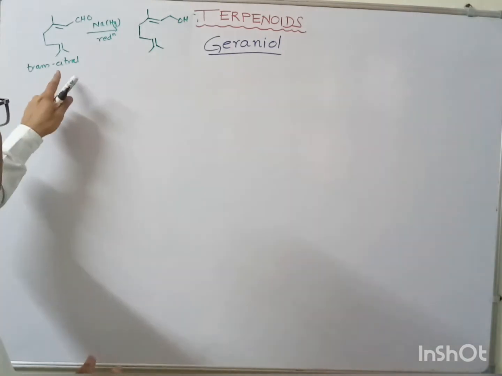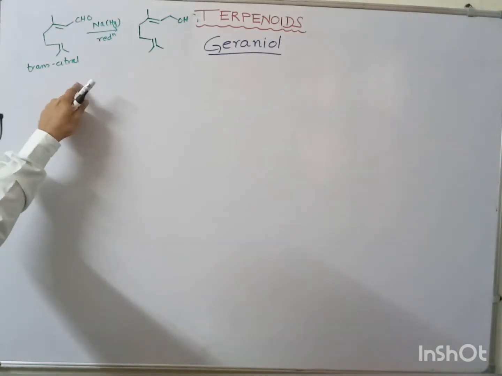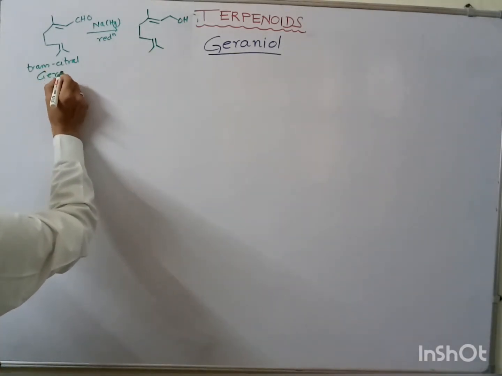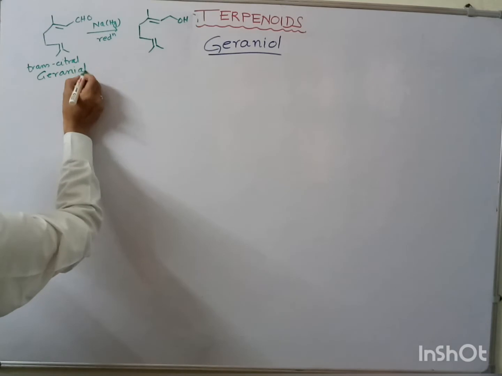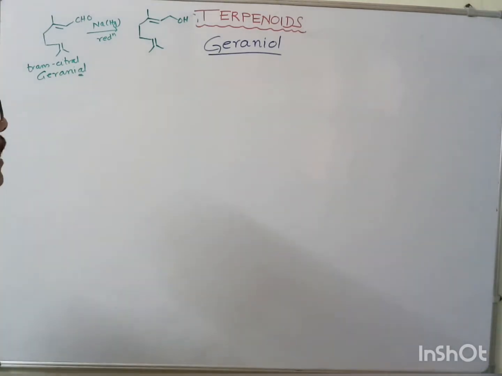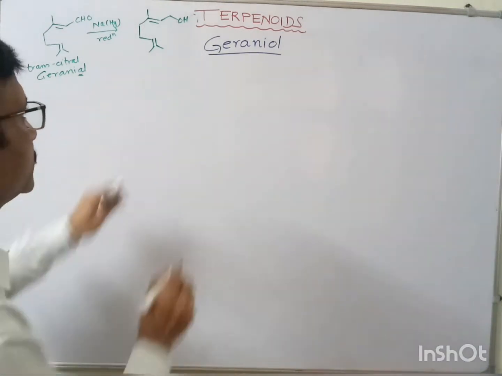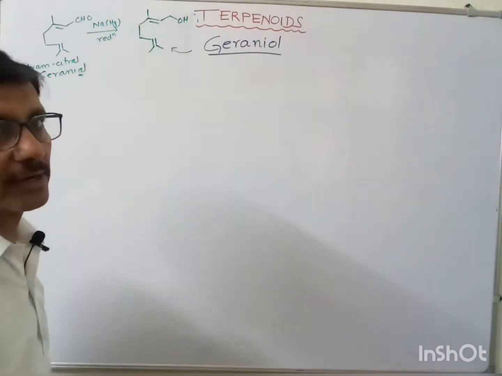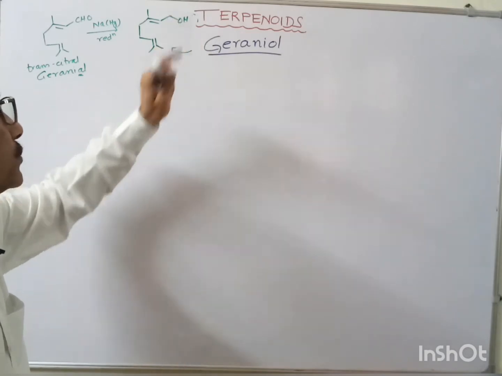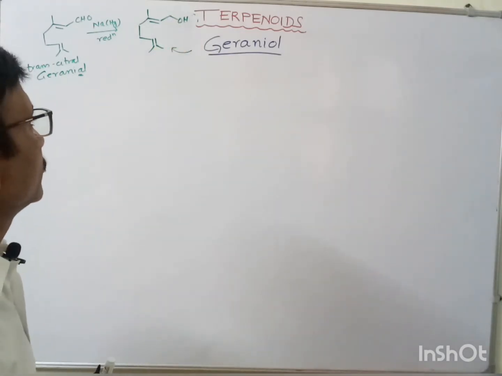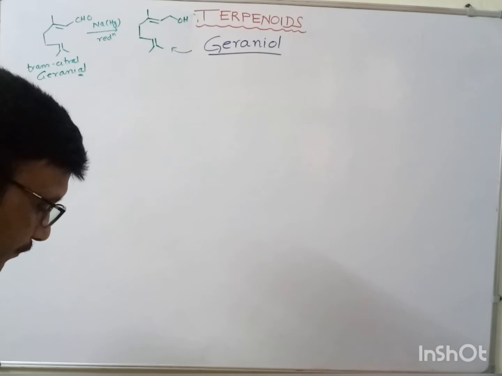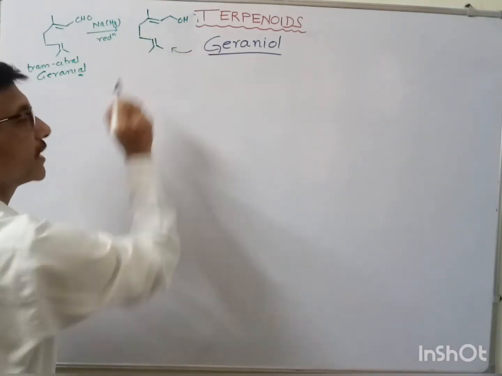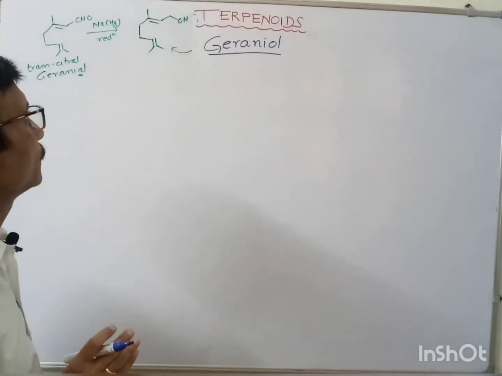Okay, so this trans citral can also be given the name geranial. This is geranial, and this is geraniol, which can be obtained after its reduction, when it is converted into this primary alcohol which is present over here. Okay, so if we see this structure, then there is an allylic alcohol group which we have to prove.